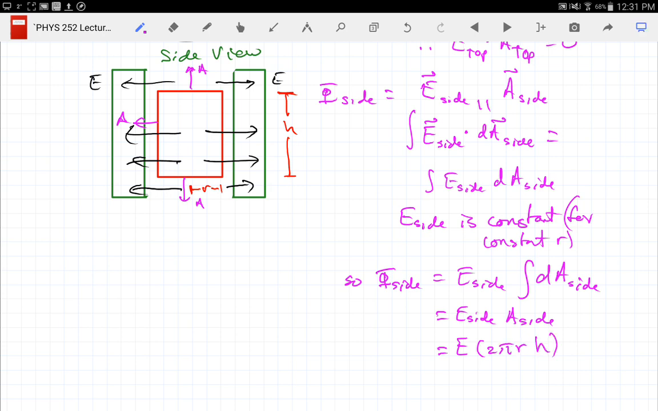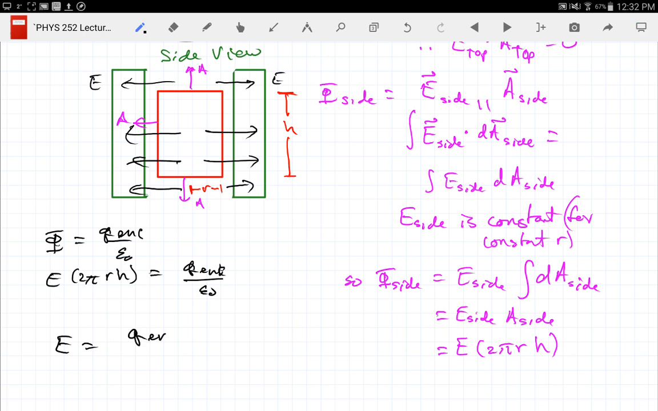So I have the flux calculation and I have the charge inside. So now I put these together and we have, oops, I was thinking about the H and put a C as an H. So my electric field is the charge enclosed over 2 pi epsilon naught r h. Well, for this case, that's 0.